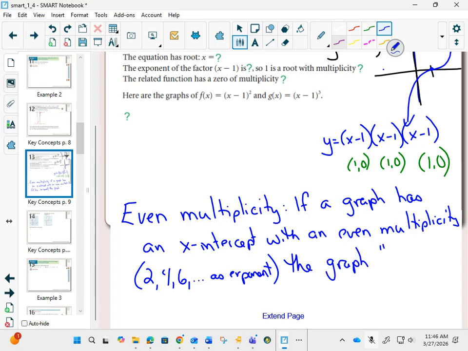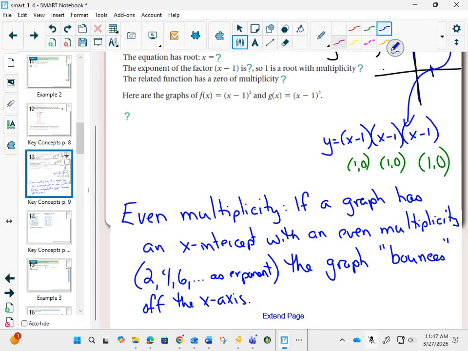The graph, and I don't know if this is an official math word, so I'm going to put it in quotation marks, the graph "bounces" off the x-axis. Do you see that that's what happens in a parabola? Right? Didn't it just bounce off the x-axis and head back up again? So we're going to find anytime we have a graph where you have an x-intercept that has a multiplicity that's even, happens 2, 4, 6, 8 times, it will always bounce off the x-axis at that time.